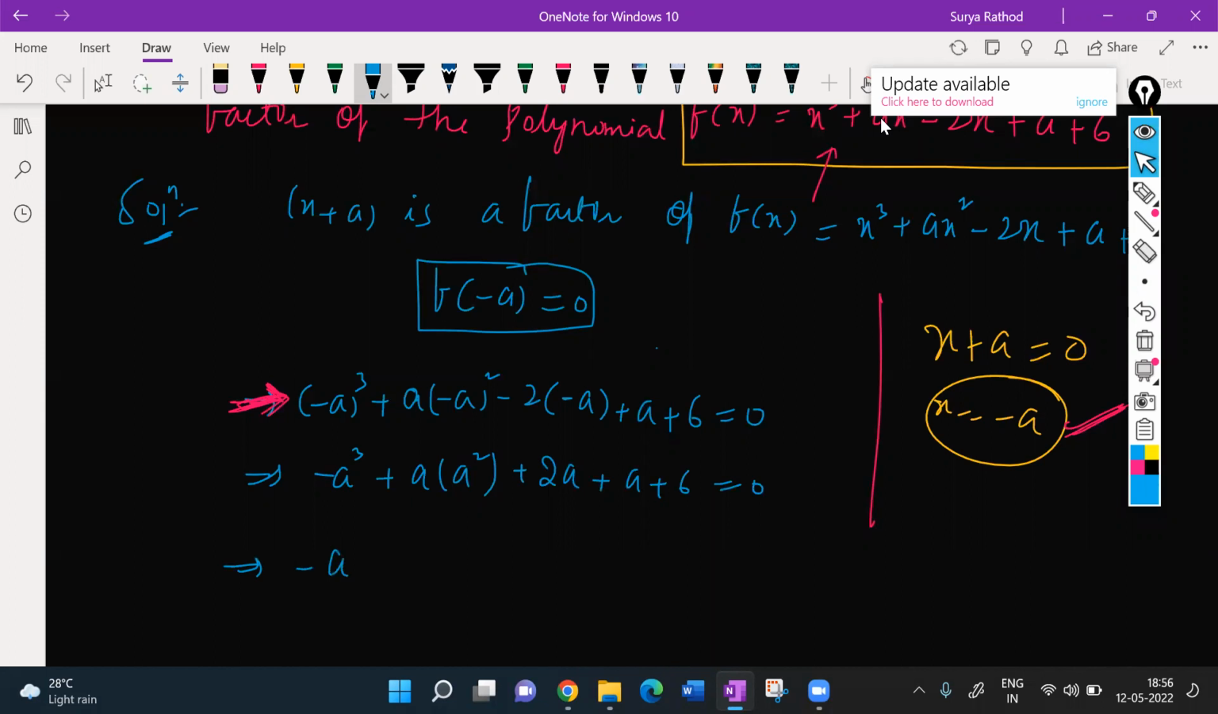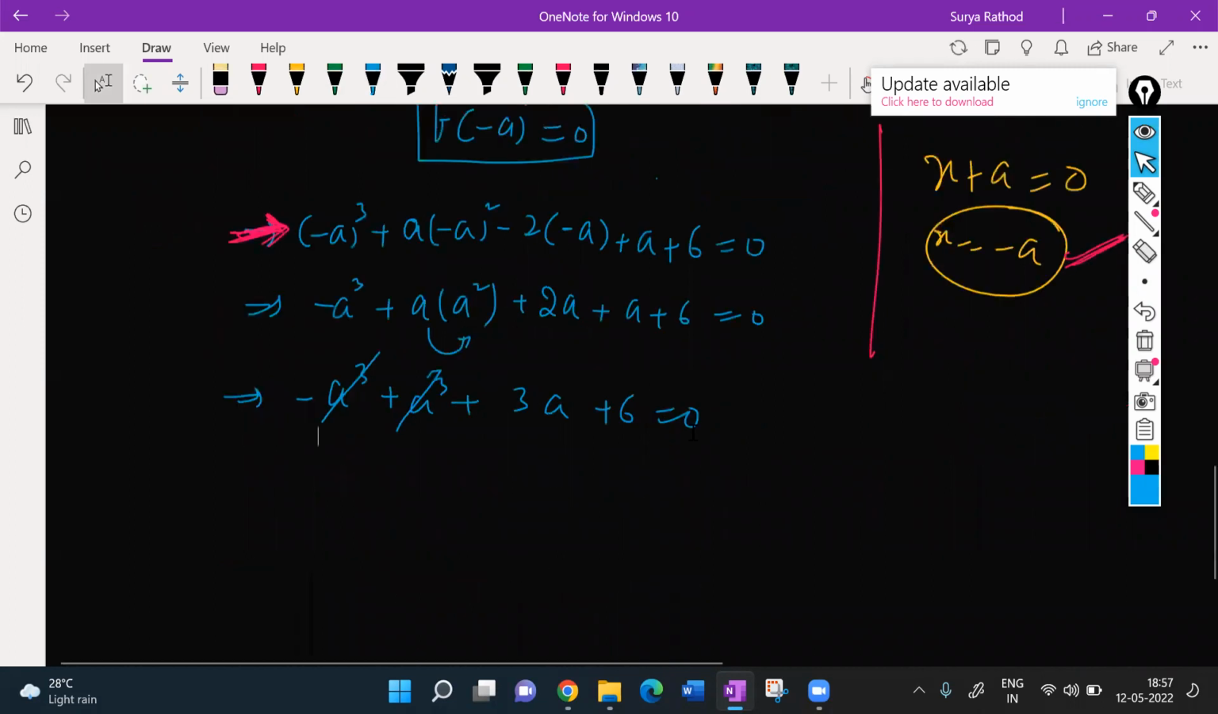So minus a cube as it is, a into a square, plus a cube. Now plus 2a plus a plus 6 is equal to 0. So in fact, I can write this as 3a here. Can I write? Absolutely, I can write without any doubt. This will be getting cancelled, beta. So what are you going to be left with now? So 3a plus 6 is equal to 0.